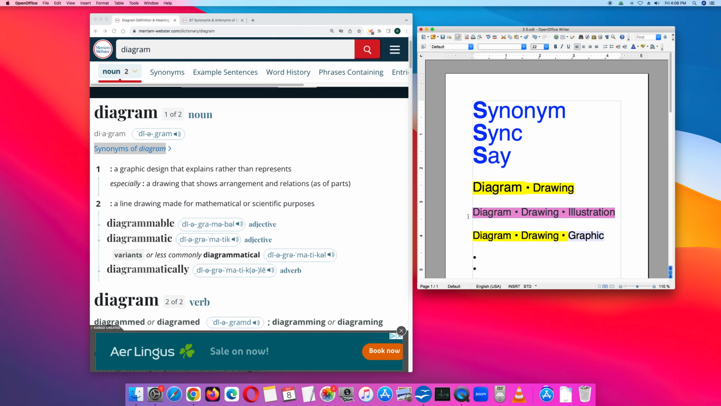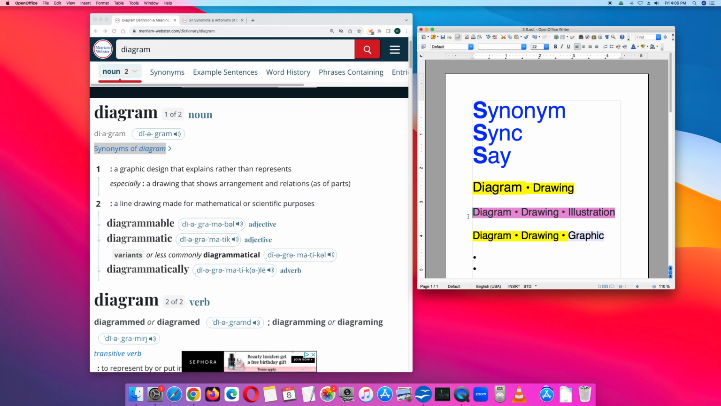So if someone said to me, "How do you define diagram?" I'd say, "Well, the synonyms are diagram, drawing, illustration." Then you use these synonyms to launch into a definition. It's a diagram, usually like a chart where you're showing relationships and connections, an illustration, and typographic design.